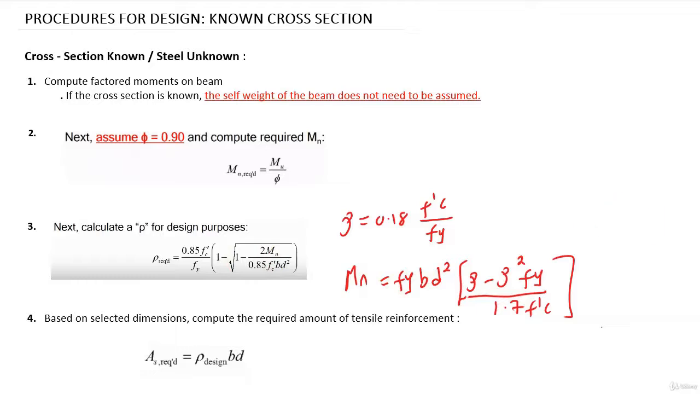After calculating rho required, the next step is, based on the selected dimensions, to compute the required amount of tensile reinforcement. So you are going to calculate the area of steel. The area of steel is rho design multiplied by b, then multiplied by d. b is the width of the beam, while d is the depth of the beam.